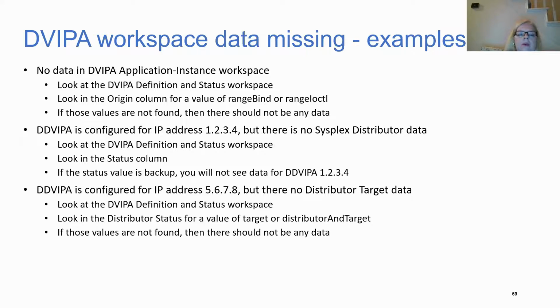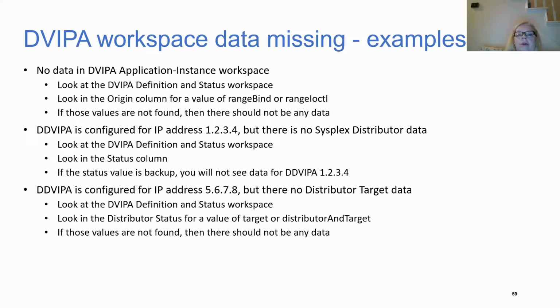Okay, so here's 3 simple examples that kind of illustrate some of these points. There's no data in the Devipa application instance workspace. So what you would want to do is look at the Devipa definition and status workspace and look in the origin column for a value of range bind or range I octal. And if those values aren't found, then there should not be any Devipa application instance data.